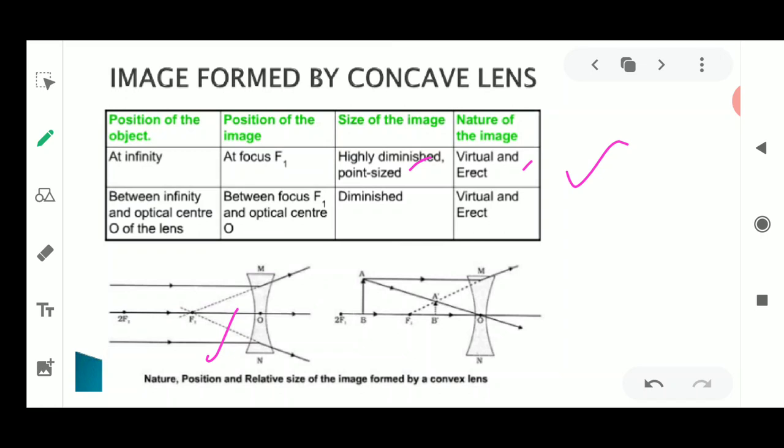Fine. Now remember that we have to explain the nature, the size and the position of the image always whenever we are drawing ray diagrams. And why are we using the word ray diagram here? This diagram is made with the help of the rays of light. That is why we use the word ray diagram in optics. Now what is optics? Optics means it is related to light.